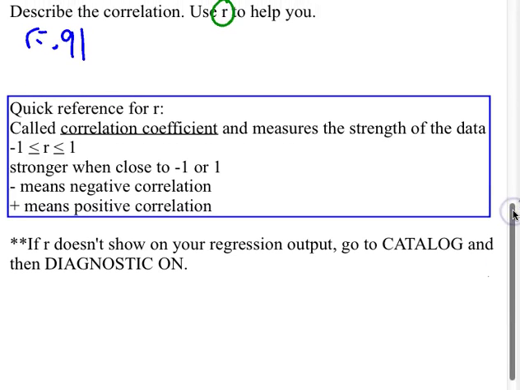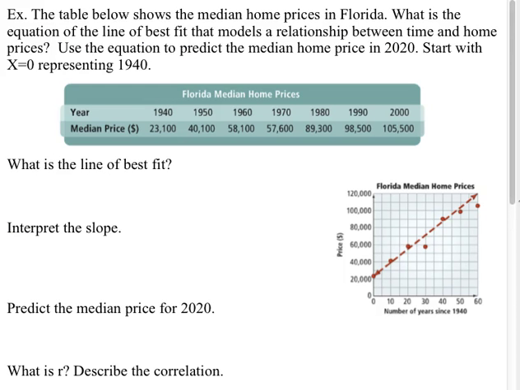So the fact that we're talking about 0.91, that is very close to +1. So not only is it positive, we're going to say this is strong. So this is a strong positive correlation. And there you go. There's quite a few steps, but once you get in the habit of doing this, honestly, most of it is done by the calculator.